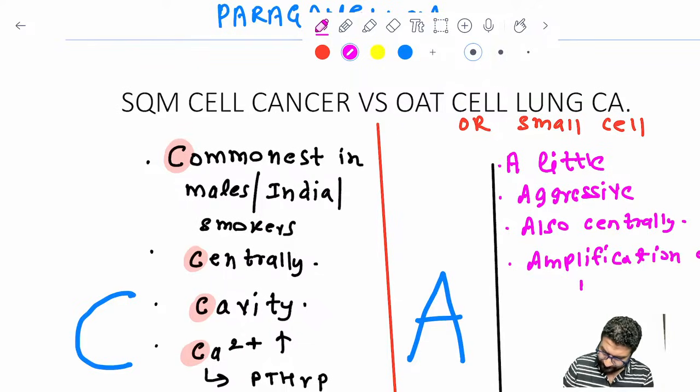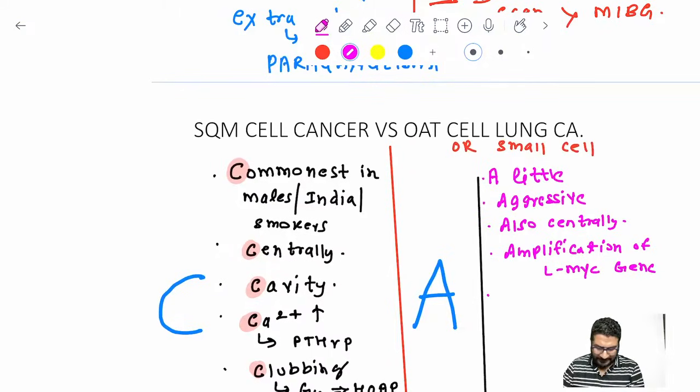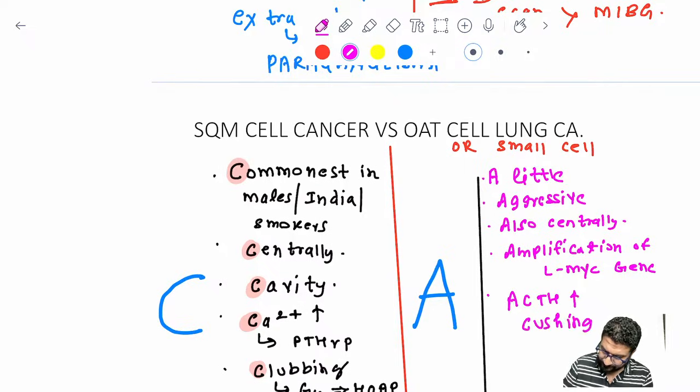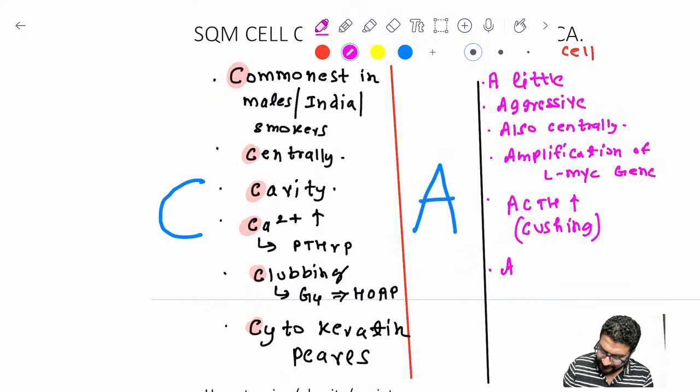Amplification of LMYC gene. Then remember this next A. Here you will see ACTH will increase. When ACTH will increase, it means patient will develop Cushing. Next A, remember ADH will increase. ADH will increase means patient will develop SIADH.